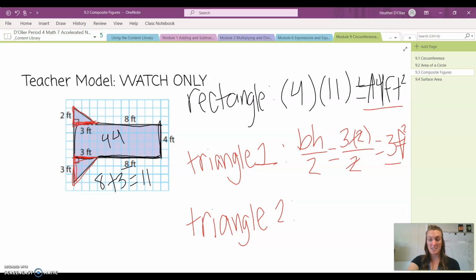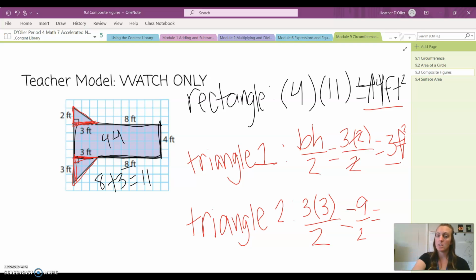So remember that formula is base times height divided by 2. I'm not going to write it again this time. So 3 times 3 divided by 2. Well, 3 times 3 is 9. And half of 9, well, half of 8 is 4. And then half of that one more is a half. So that's 4.5 feet squared.